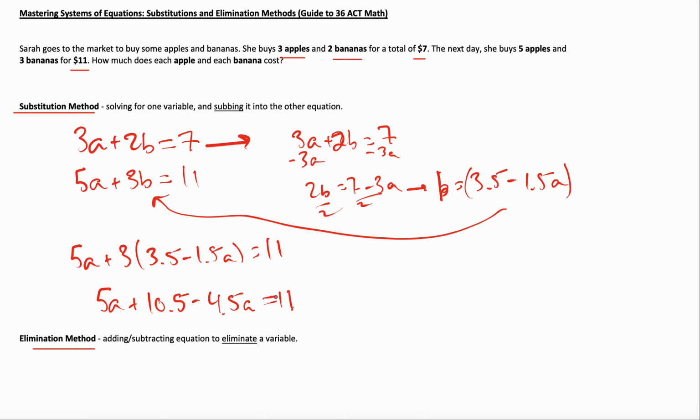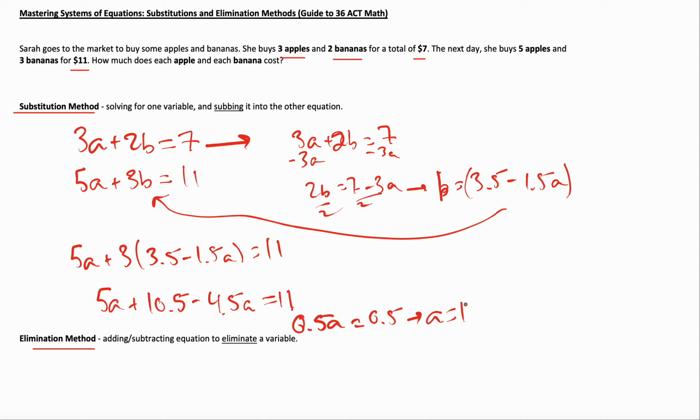Now what we're going to do is combine like terms. 5a minus 4.5a is 0.5a, and if I subtract 10.5 from both sides, this is just straightforward algebra, I have 0.5a equals 0.5. This means that if we divide both sides by 0.5, we get that a equals 1.